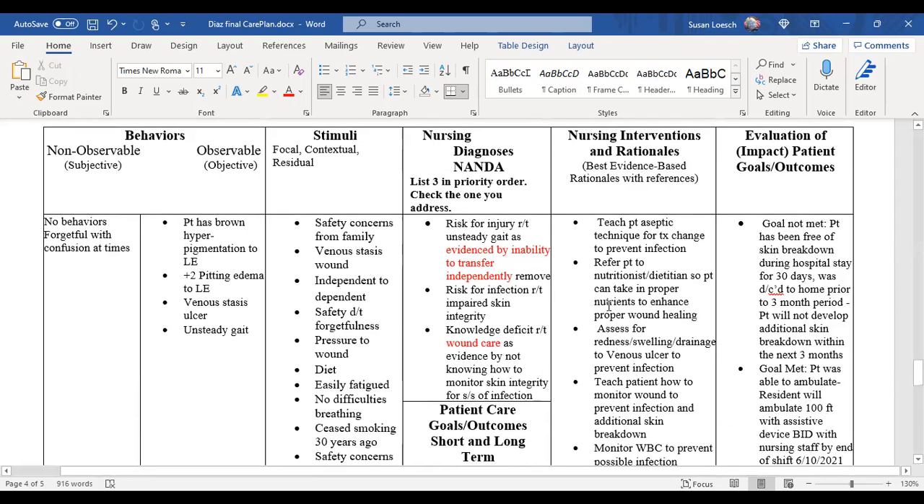So another goal, another intervention I said was refer the patient to nutritionists, so patient can take in proper nutrients to enhance proper wound healing. So that's my intervention as the nurse. Now, what would I want the patient to do? Patient will be able to identify at least 2 foods that would assist in proper wound healing by the end of the shift, or by however long you think it'll take, within 1 week, or by 9/16/28. Because now I have a specific, measurable, attainable goal that I can go back and look to see, was the patient able to achieve this?